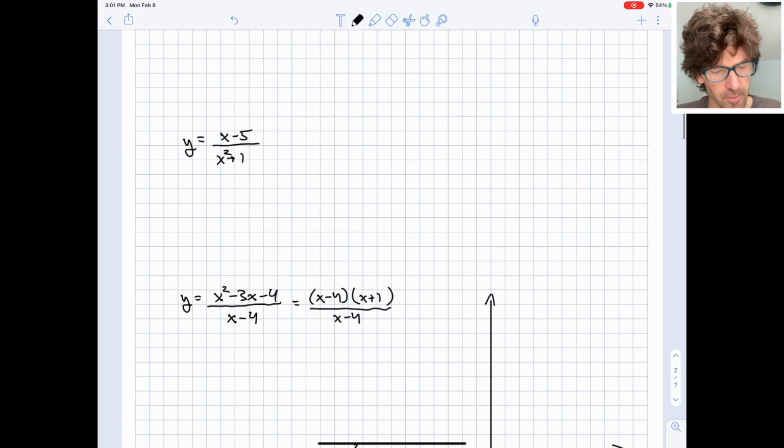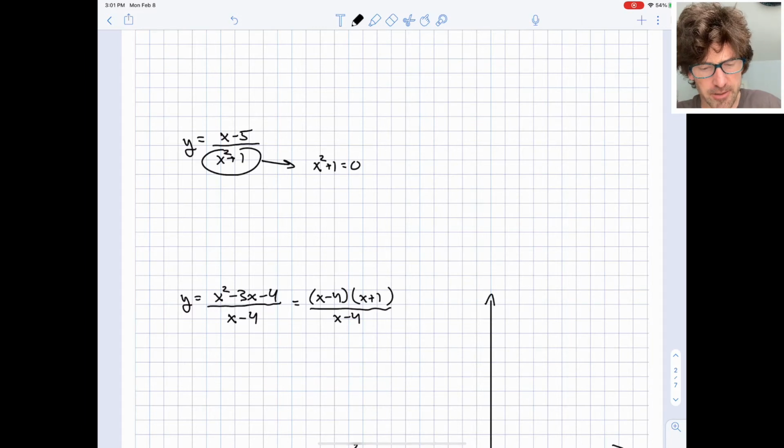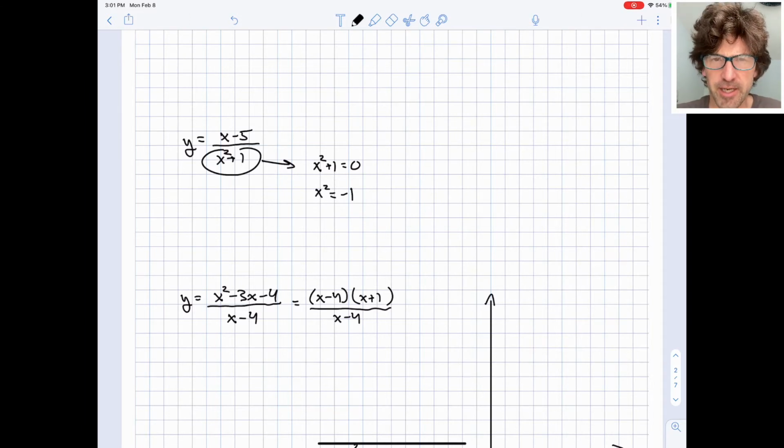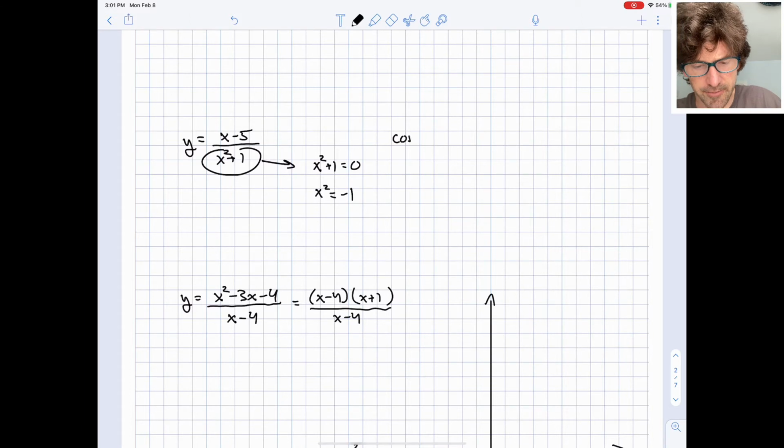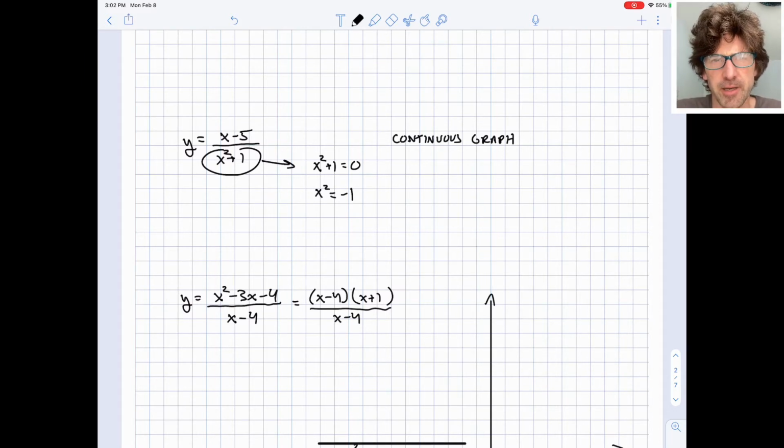For this next one down here, y equals x minus 5 over x squared plus 1, we could think about what values of x would result in a 0 denominator. And trying to solve for x in this case, x squared equals -1. There are no solutions to that equation in the real number system, and there are in the complex number system, but that's out of our realm of interest at this point. So this is a continuous graph. There are no breaks in this graph. There are no locations where we would be dividing by 0.